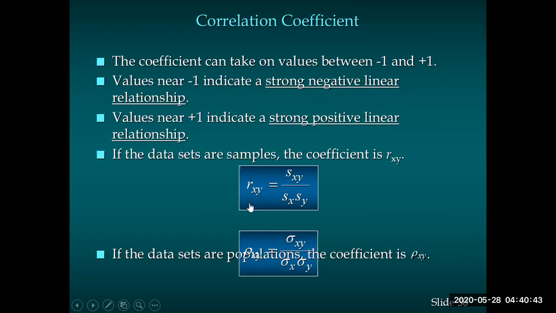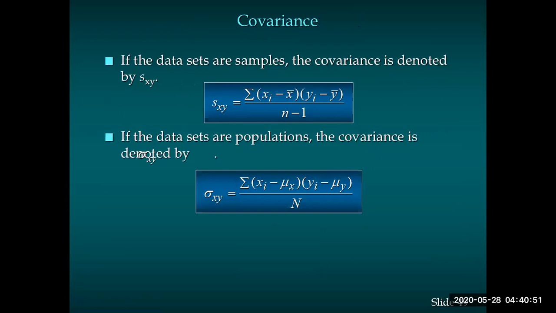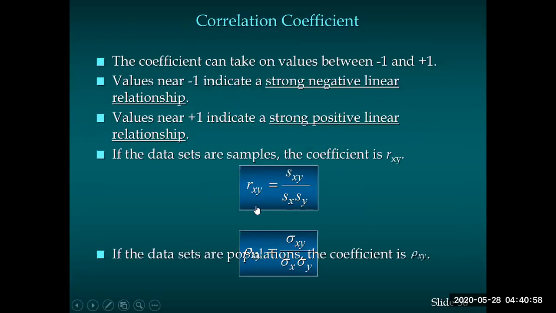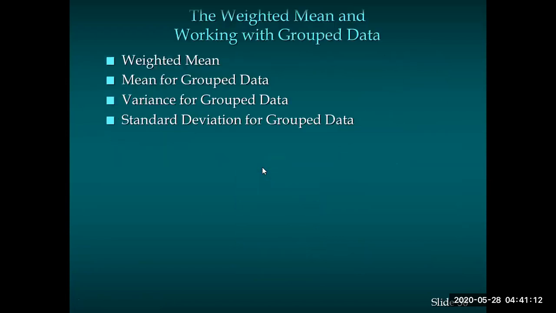The formula is pretty much the same. As you can see, previously we computed the covariance using this formula for the sample. If you take the same covariance and divide it by the standard deviation of X multiplied by the standard deviation of Y, you will end up with the correlation. You can do that in the population data as well as in the sample data.